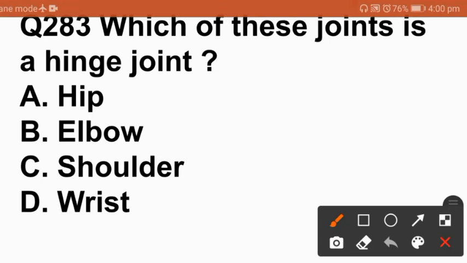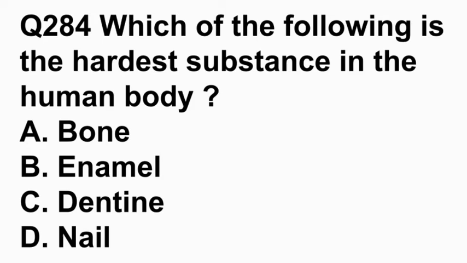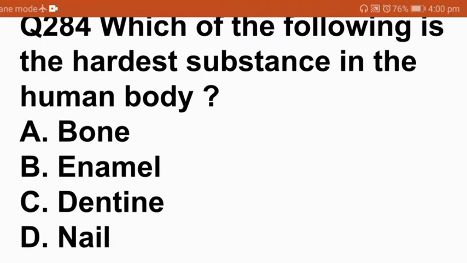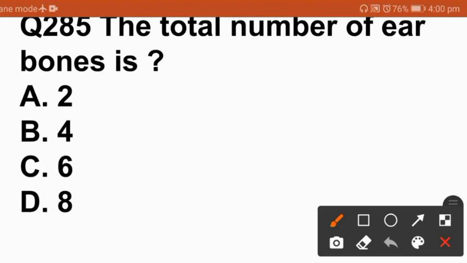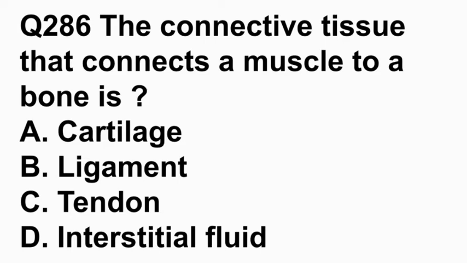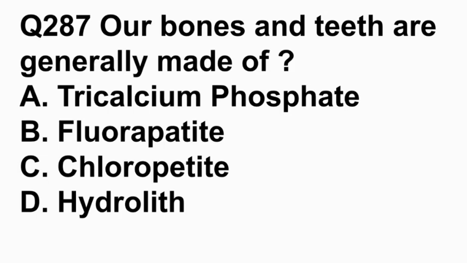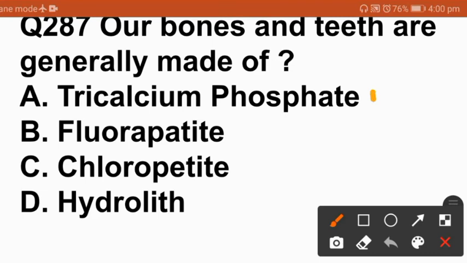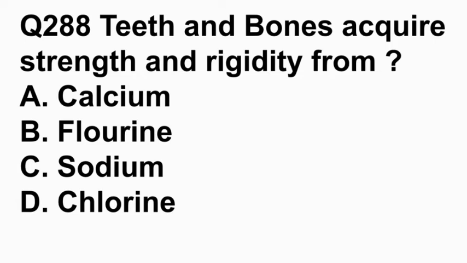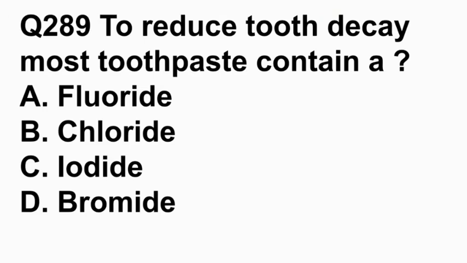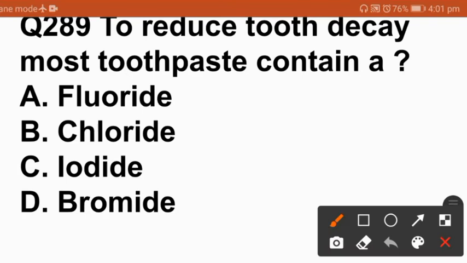Which of the following is the hardest substance in the human body? B. Enamel. The total number of ear bones is C. 6. The connective tissue that connects a muscle to a bone is C. Tendon. Our bones and teeth are generally made of A. Tricalcium phosphate. Teeth and bones acquire strength and rigidity from B. Fluorine. To reduce tooth decay, most toothpaste contain A. Fluoride.